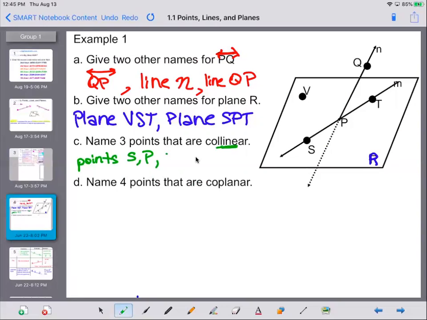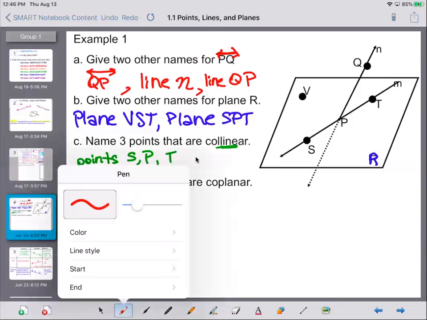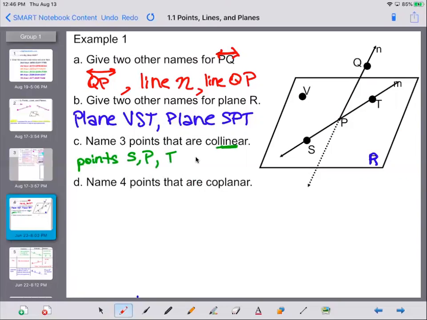And then the last question here that we have is name 4 points that are coplanar. So 4 points that are on the plane. So I'm going to say points, and we'll just pick the 4 that are on there. V, S, P, and T.